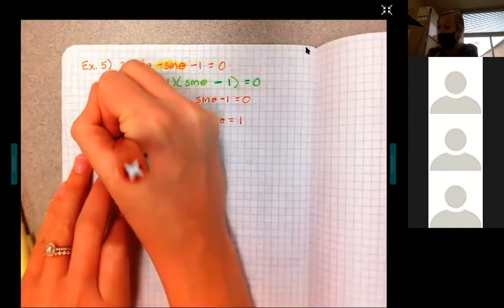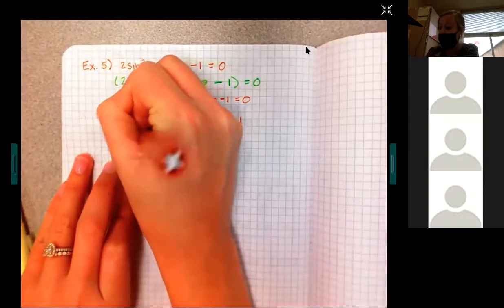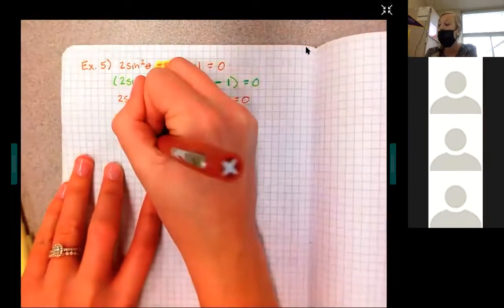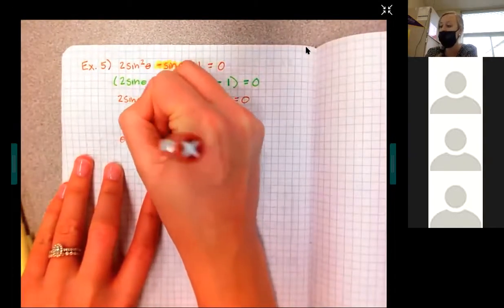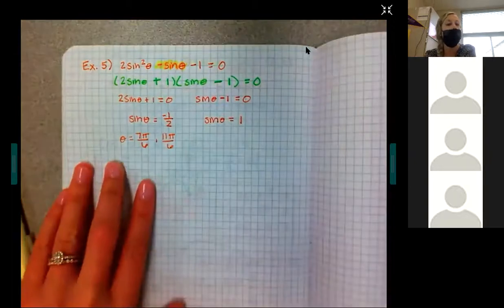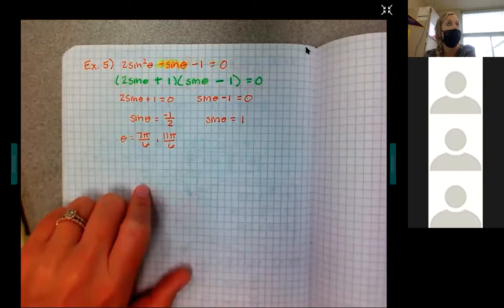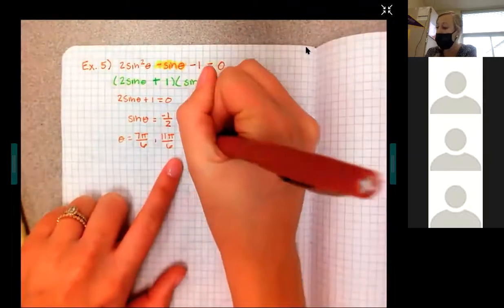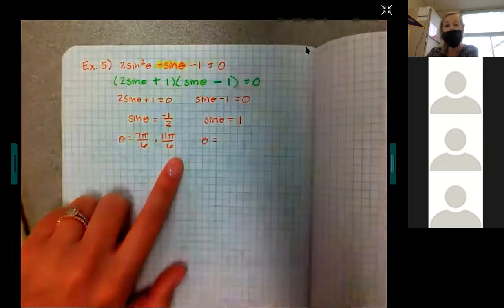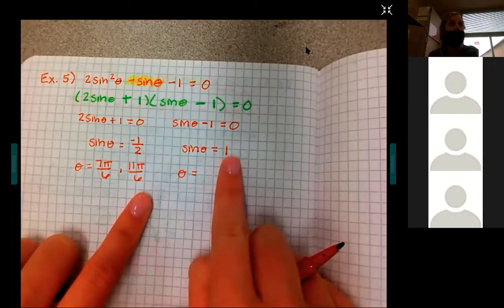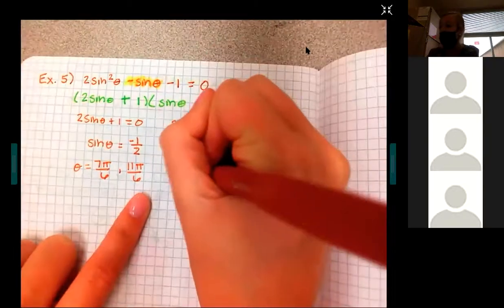7 pi over 6, good for quadrant 3. Remember, the numerator should be 1 more than the denominator. And 11 pi over 6 for quadrant 4. So there's the 2 solutions for this part. Now there's going to be at least one more. Where on the unit circle is the y value 1? Good. Don't miss that one.